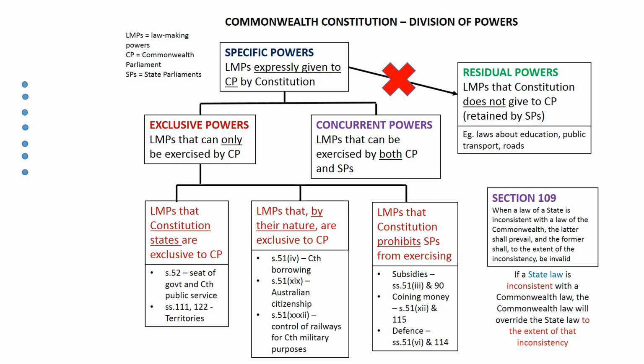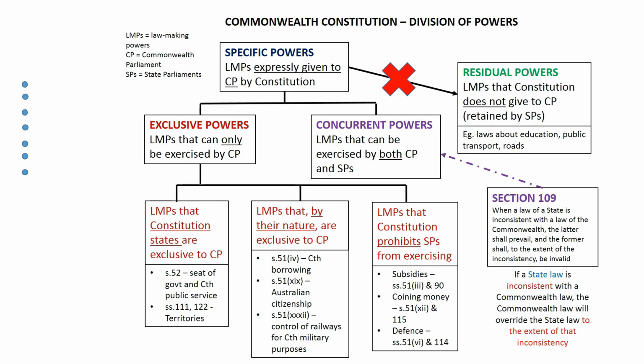Section 109 is a really, really important provision, and that's because it is the section that tells us what to do if there is a conflict between a Commonwealth law and a state law. Now, obviously, section 109 is only relevant to the concurrent lawmaking powers. That's because if we have an exclusive lawmaking power, then only the Commonwealth is able to exercise that lawmaking power. The states simply can't exercise that lawmaking power, so no conflict can arise.